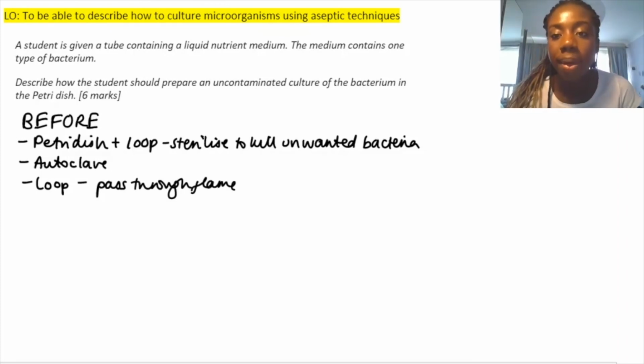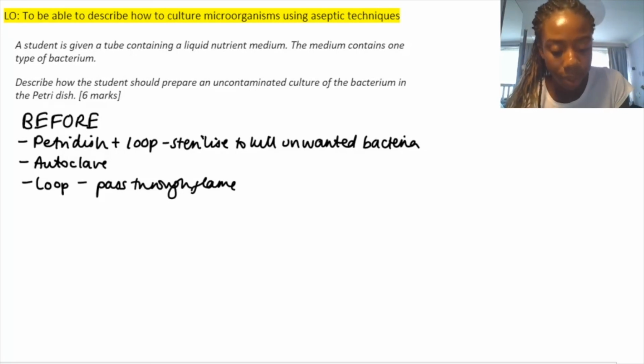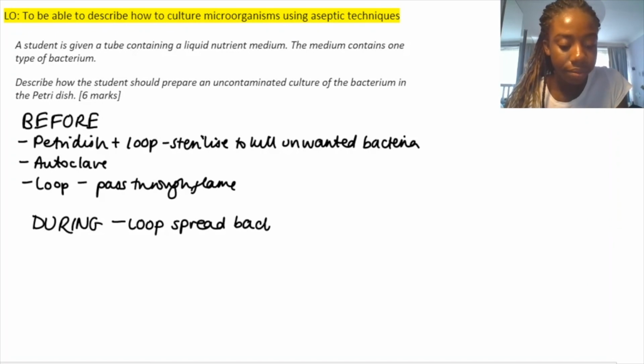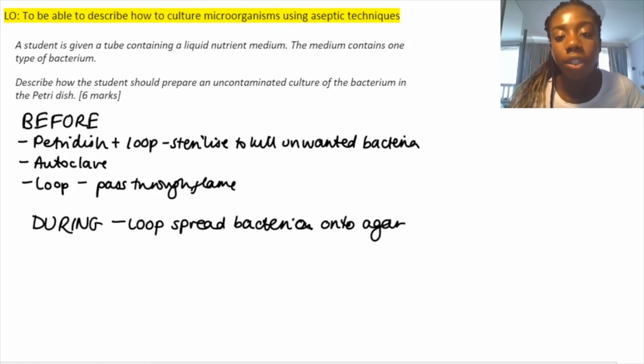And then we're going to think about procedures we can do during the actual inoculation itself. So we'll put during. The first thing is to actually transfer our bacteria to our culture medium, and we're going to do this with our inoculating loop. So we're going to spread bacteria onto our agar.